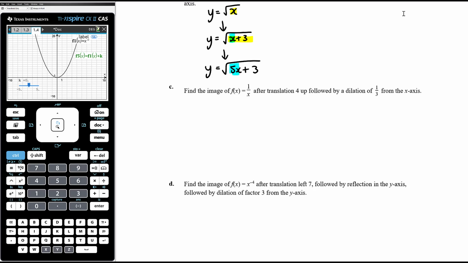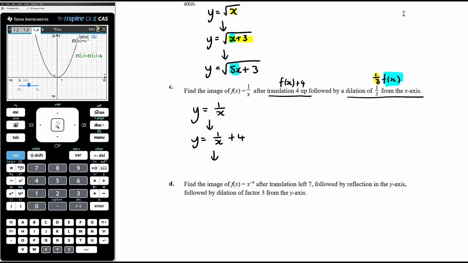Find the image of f of x equals 1 on x after translation up by 4 followed by a dilation of a third from the x-axis. So translation up 4 is f of x plus 4, and then it's a dilation by a third from the x-axis, so that's a third times f of x. Okay, so if we start with 1 on x, we're going to translate it up by 4, that's 1 on x plus 4. And then we're going to take a third and multiply a third by the whole function.